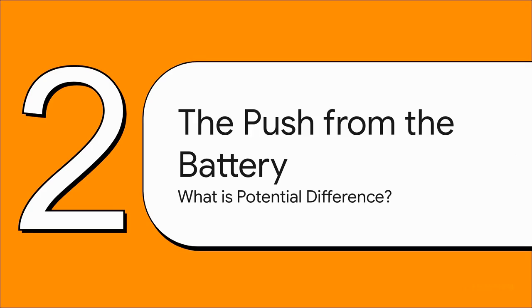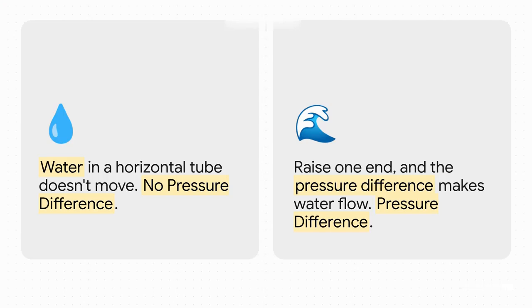So, we have all these charges just waiting in the wire, ready to go. But they don't just move on their own. They need a nudge, a push, and that push is the next major piece of our puzzle: potential difference. The best way to get your head around this is with a simple water pipe analogy. Imagine you've got water in a pipe that's lying perfectly flat on the ground. The water's just going to sit there, right? It's not going anywhere. But the second you lift one end up, you create a pressure difference, and gravity immediately makes that water flow downhill.